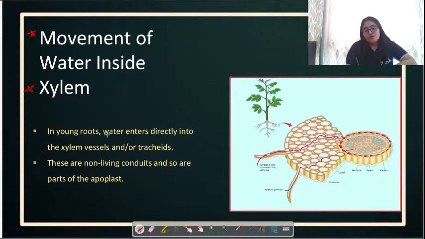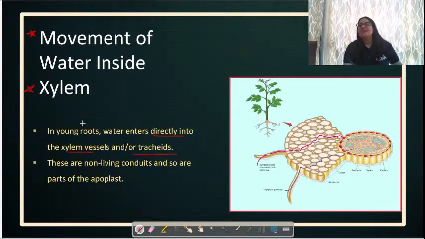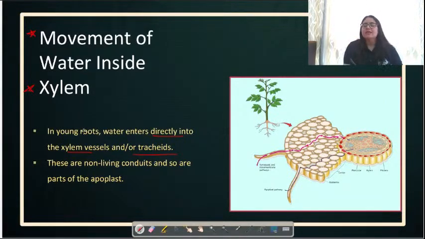First, in young roots, water enters directly into the xylem vessels or the tracheids. What this line is trying to say is that when the plant is very young, the cortex cells are generally not produced at that point of time. So there is presence of the xylem, right? Hence the water directly gets transported from the epidermis into the xylem vessels when cortical cells are not present or yet to be developed in a young root, right?